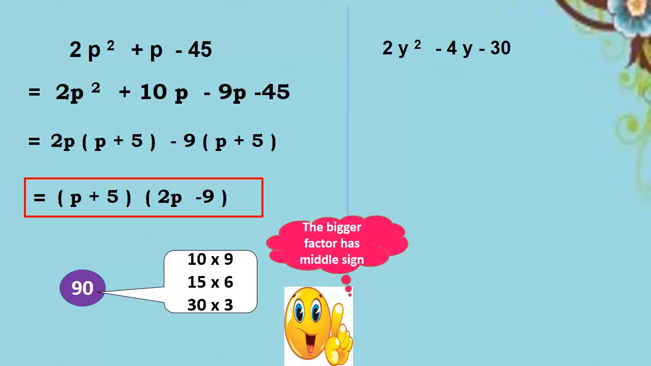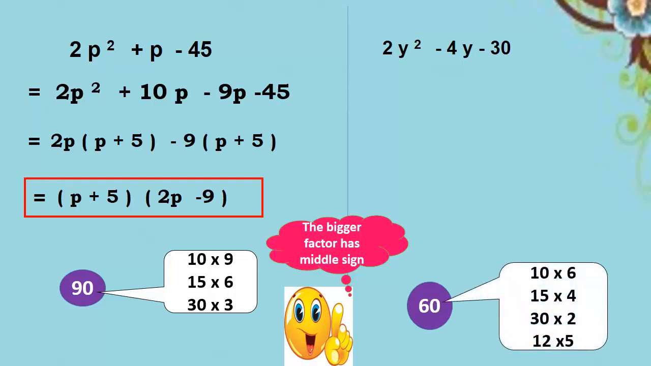Now 2y square minus 4y minus 30. Here 2 30s are 60. Write all the possible factors. We need minus 4y. Minus 30 is there. So 1 positive, 1 negative. We choose 10 into 6. And here minus sign to 10.